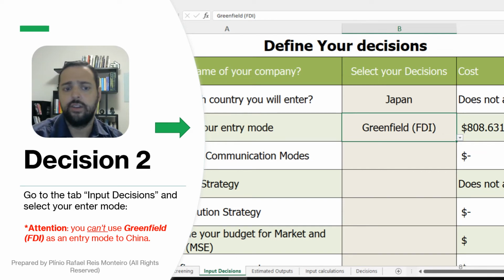After that, you just need to go to the Input Decisions tab and select your entry mode. You will also be able to check the cost of selecting different entry modes for each country. There is an important note here. You can't use greenfield to enter China because you need to have a partnership with local companies if you want to produce or have your business operating in the country.